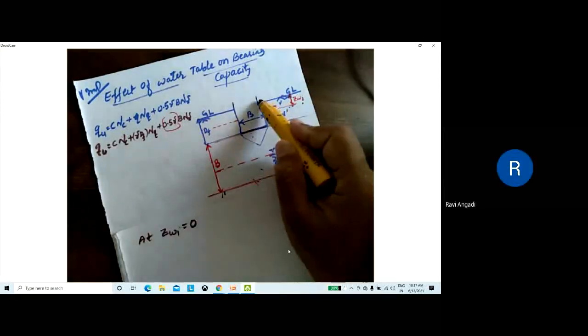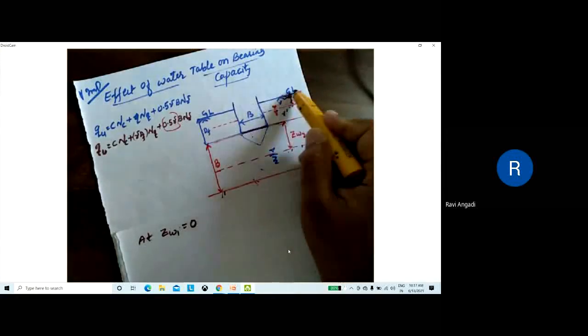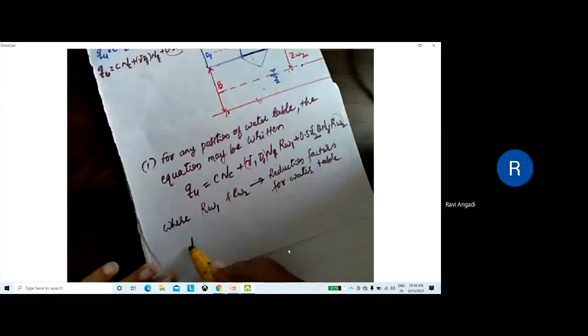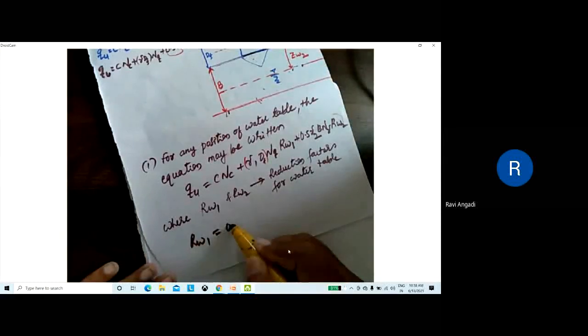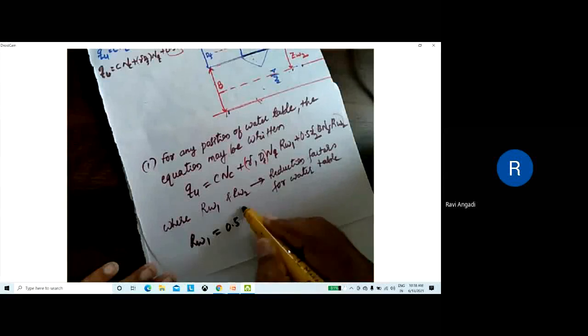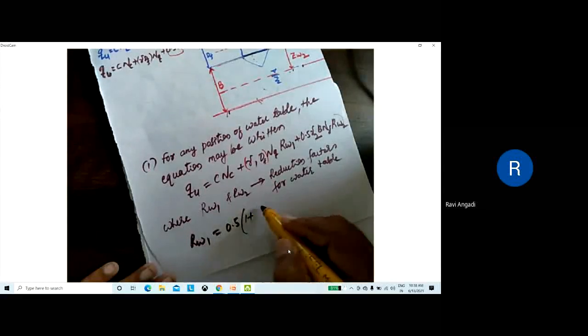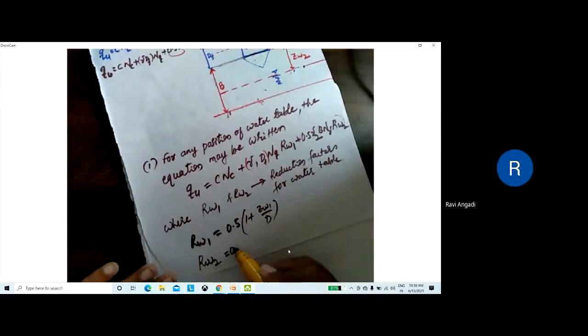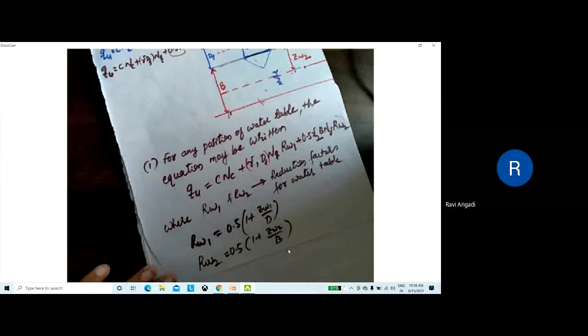So the water table is lying exactly along with the ground level, ZW1. So then what does the reduction factor become? Before that, one minute, I forgot to write RW1 here. RW1 will be, the formula, 0.5 by 1 plus ZW1 by D. This is one formula, and RW2 will be 0.5 by 1 plus ZW2 by B. These are the reduction factor formulas.